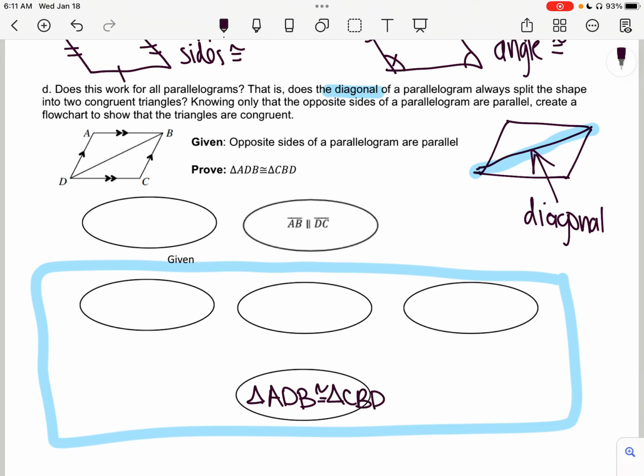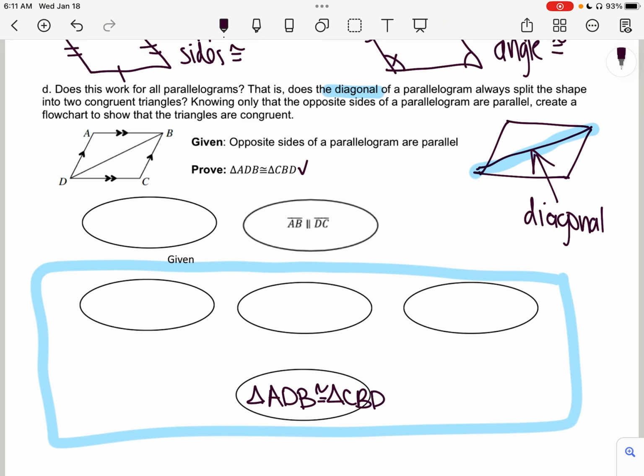And we don't know why yet, but we definitely know that that is useful info that we are going to put down there. So now the next piece is we got to deal with the given information to help us lead to those triangles being congruent. So it says opposite sides of a parallelogram are parallel. That's not normally how we put things in bubbles. We normally put specific letters.